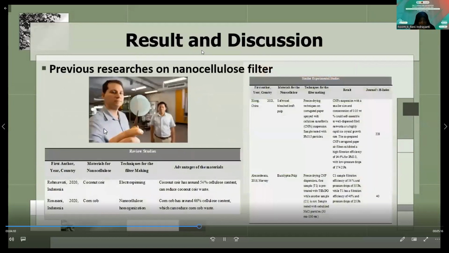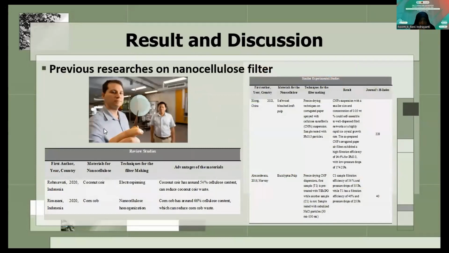This is the result of the study. First, we'll look into previous research on nanocellulose fiber filters. The nanocellulose suspension is shaped into a sheet and can hold small particles the size of bacteria and viruses from passing through the pores of the mask. The filter also pays attention to breathability, which is a way to keep someone's breath comfortable when using a cloth mask.